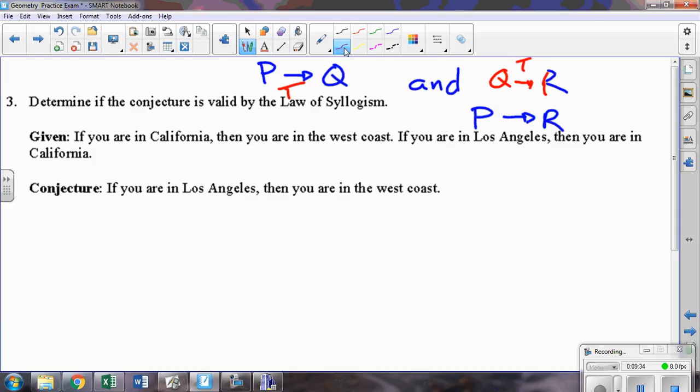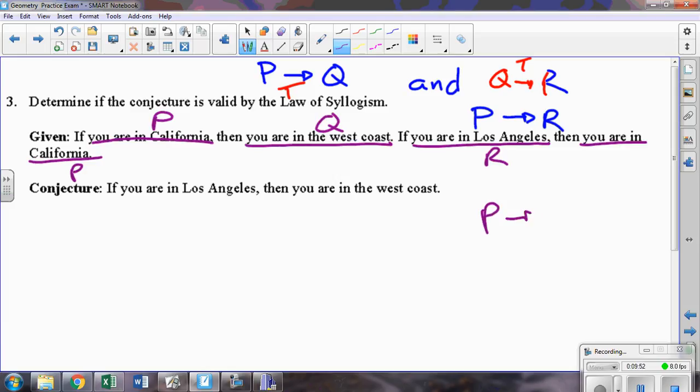Well, let's check to see if it fits this structure. If you're in California, then you're in the West Coast. If you're in Los Angeles, then you're in California. So the pieces we had were P implies Q. We had R implies P. Does this fit the law of syllogism?